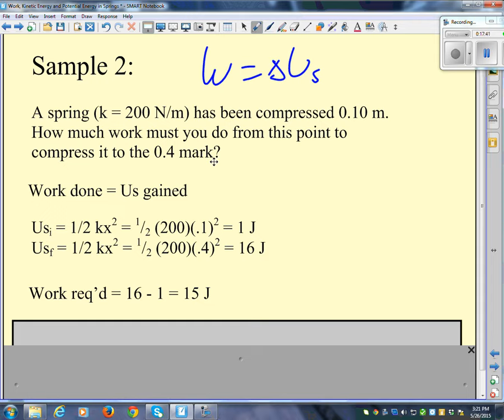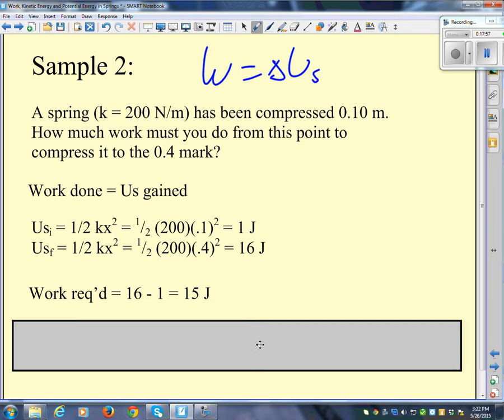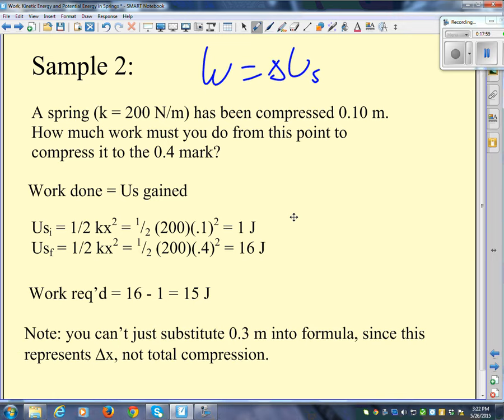The 15 joules comes from work. Now, this question comes up every semester. Can't you just go 1/2 200 0.3? Can you? No. Okay? Because the work is the change in potential energy.